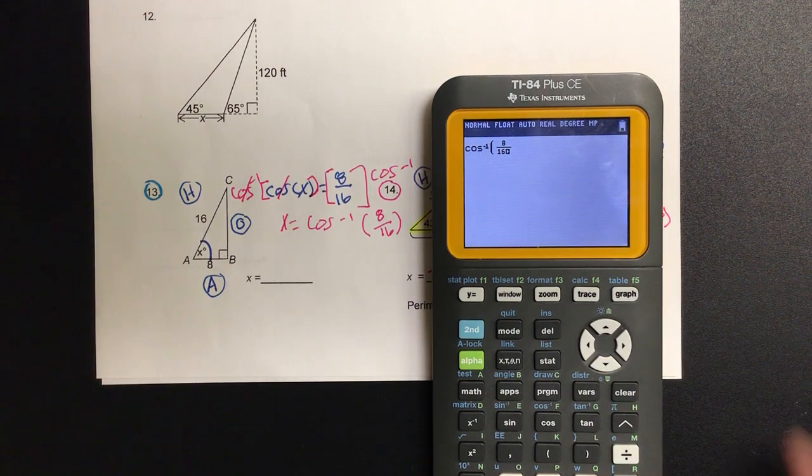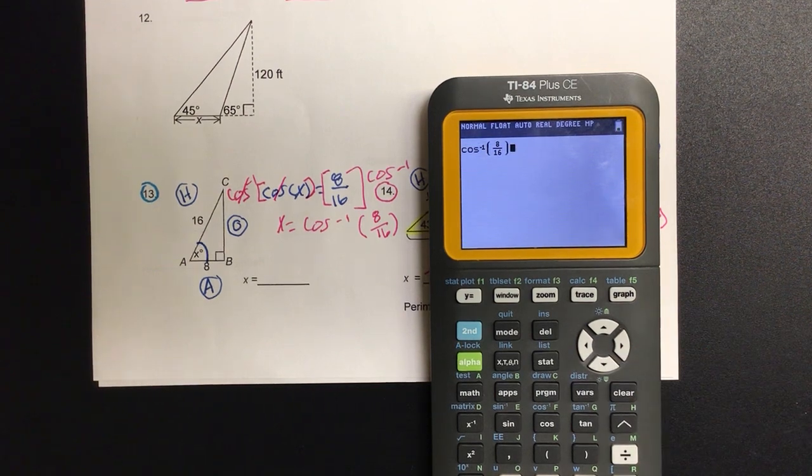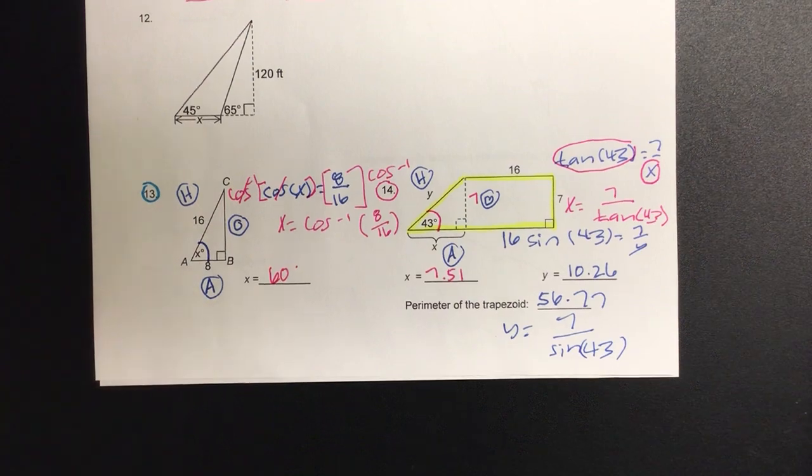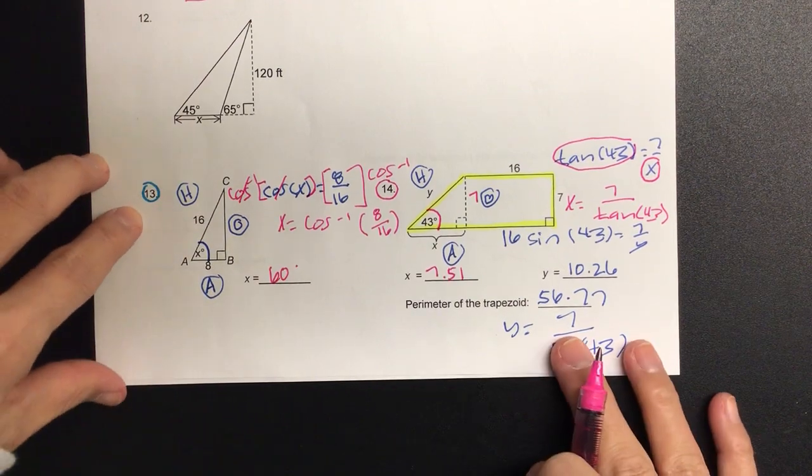Should I be getting an angle that's greater than 90 or less than 90? Less than 90. And are we rounding to the whole or 2 decimal places? To the whole, because we're looking at the angle. Did you get 60 degrees? Clean number. All right, let's go on to number 19.